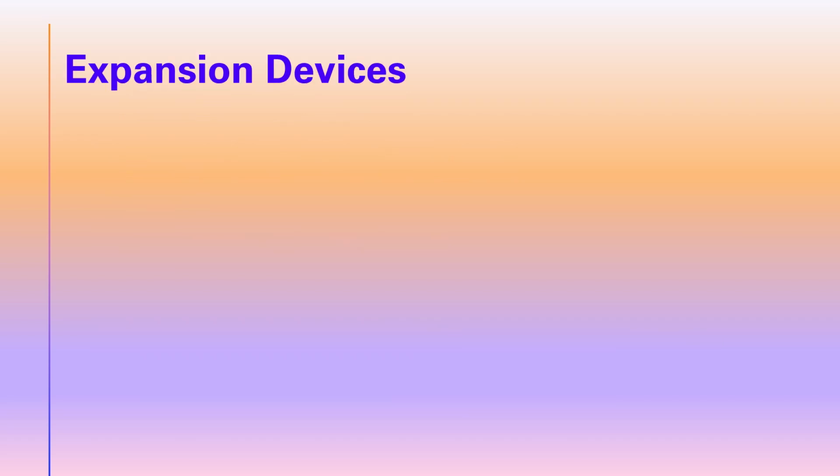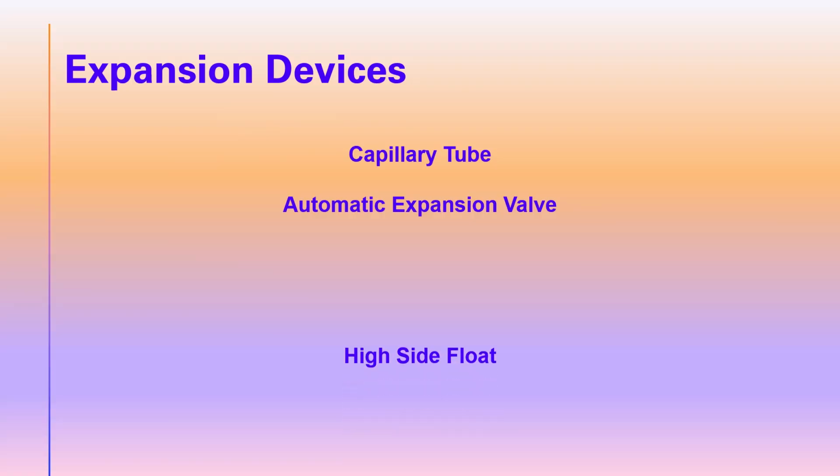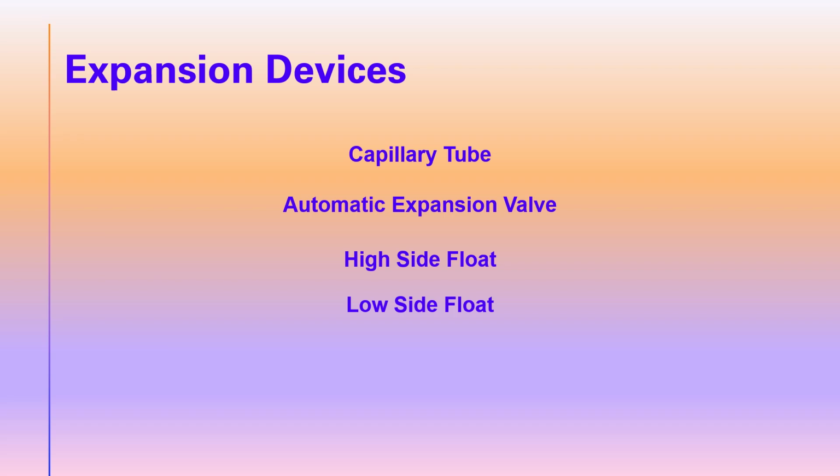And here we have a list of expansion devices available. We have the capillary tube, the automatic expansion valve, the high side float, and the low side float. There's also a fixed orifice, but I'm not going to cover that.